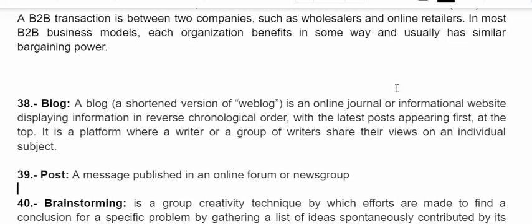Blog. A blog, a shortened version of a web blog, is an online journal or informational website displaying information in reverse chronological order, with the latest posts appearing first at the top. It is a platform where a writer or a group of writers share their views on an individual subject. Post. A message published in an online forum or news group.